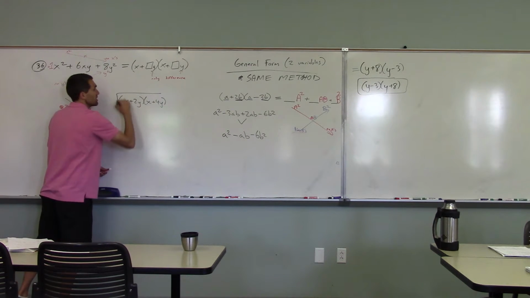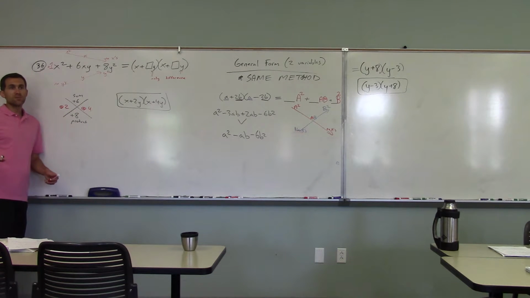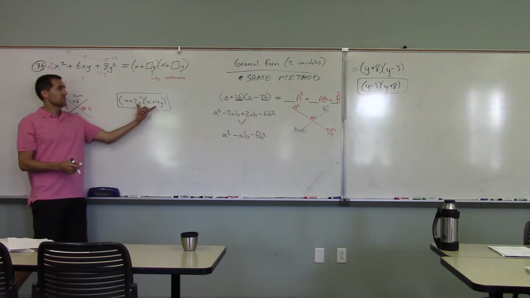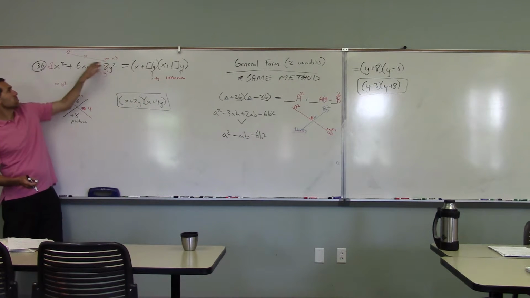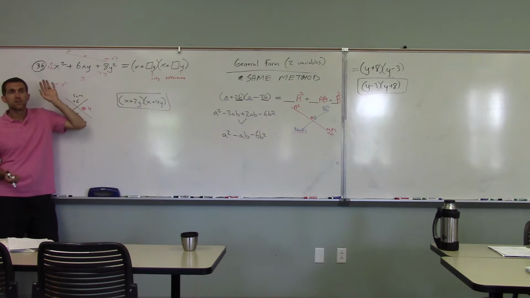We still looked for the exact same numbers, the exact same way. The only difference was there was a y there. If we erase that y and that y, we erase this y and this y, same answer, right? Okay.